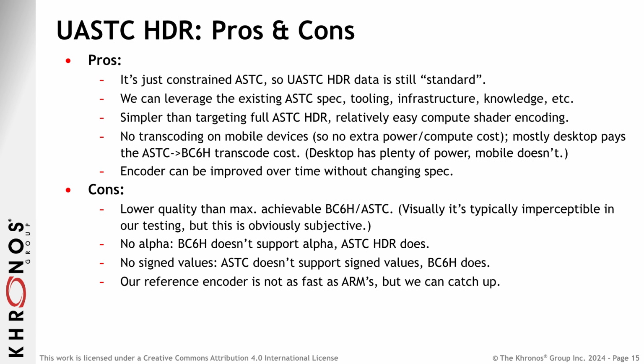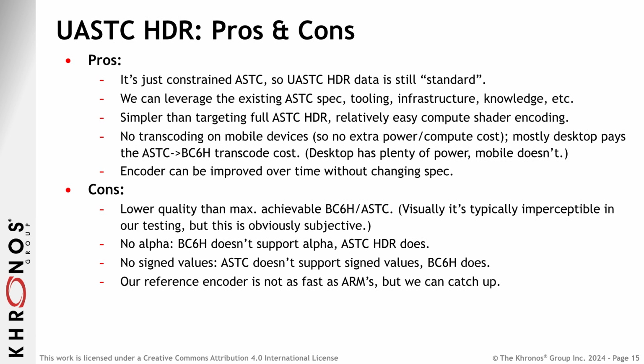I just want to note that it is possible to encode to BC6H and transcode to ASTC, the opposite approach. However, then all the mobile devices, which are power constrained, would face a transcoding cost. So we decided, no, we're going to go to ASTC because all the mobile hardware supports that, so there's no cost on mobile, and we only have to pay the actual transcoding cost on desktop. The other cool thing is that we can improve the encoder over time. So this encoder is not locked in stone. However, the constrained format of ASTC will be locked in stone in the spec.